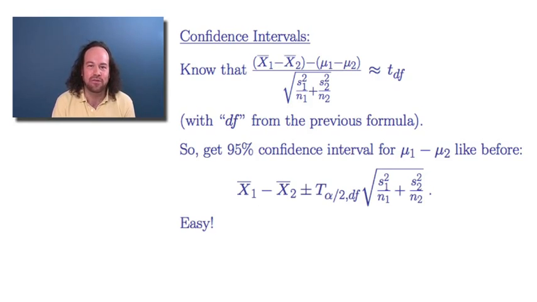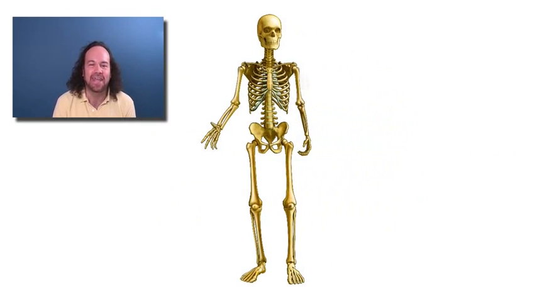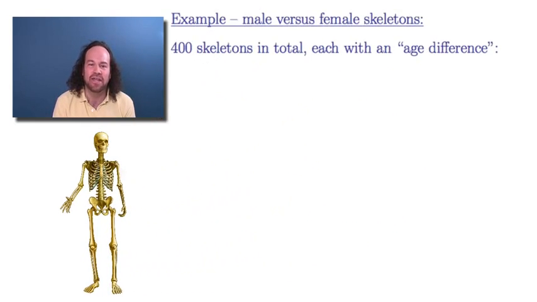Now, this critical value t corresponds to whatever significance level we've chosen, like alpha could be 0.05, and the number of degrees of freedom from that formula that we had. So t might be a little more than 1.96 in a typical example. So this is easy. Let's see how it works in an example. Let's go back to our friends the skeletons, and let's consider now, suppose we wanted to compare these age differences depending on the gender of the skeleton. So let's recall that we had 400 skeletons in total, and each one of them had some age difference between the estimated minus the actual age at the time of death.